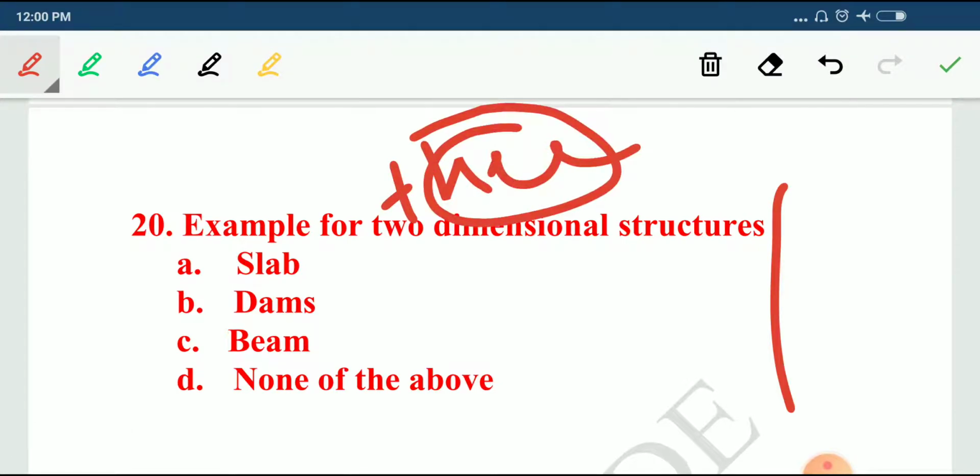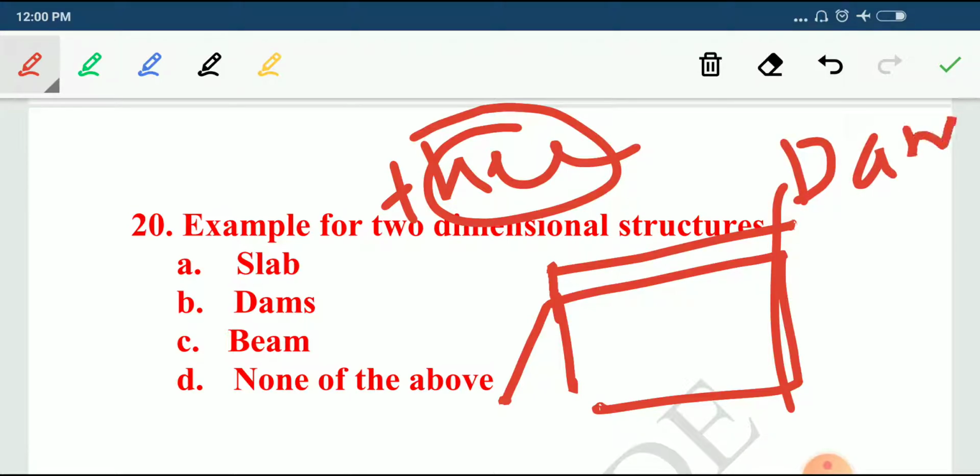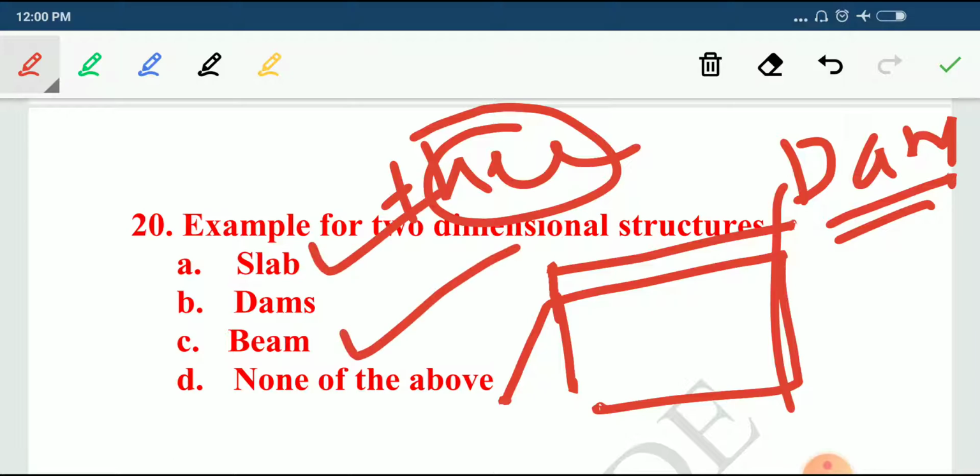Okay, the next question is: give an example for a three-dimensional structure. Same thing, it means all three dimensions are nearly equal. Then that type of structure is called a three-dimensional structure. For that, I can give the example of a footing, where the footing depth and its other dimensions are nearly equal. Or you can say a dam. Dam is the example. Slab is for two-dimensional, beam is for one-dimensional, and this dam is for three-dimensional structure.